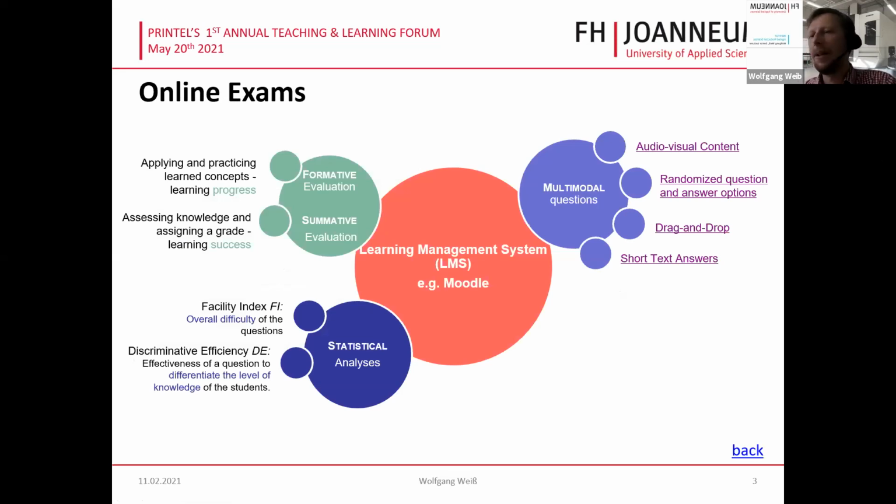The second important issue is the type of statistical analysis. If you use a learning management system, lecturers have the possibility to assess all these answers in a statistical way. And I pointed out two very important and efficient parameters there. Moodle gives you the possibility to calculate a so-called facility index. The facility index gives you an indication of the overall difficulty of the questions. So if the facility index is very high, the difficulty is very low, of course, and vice versa.